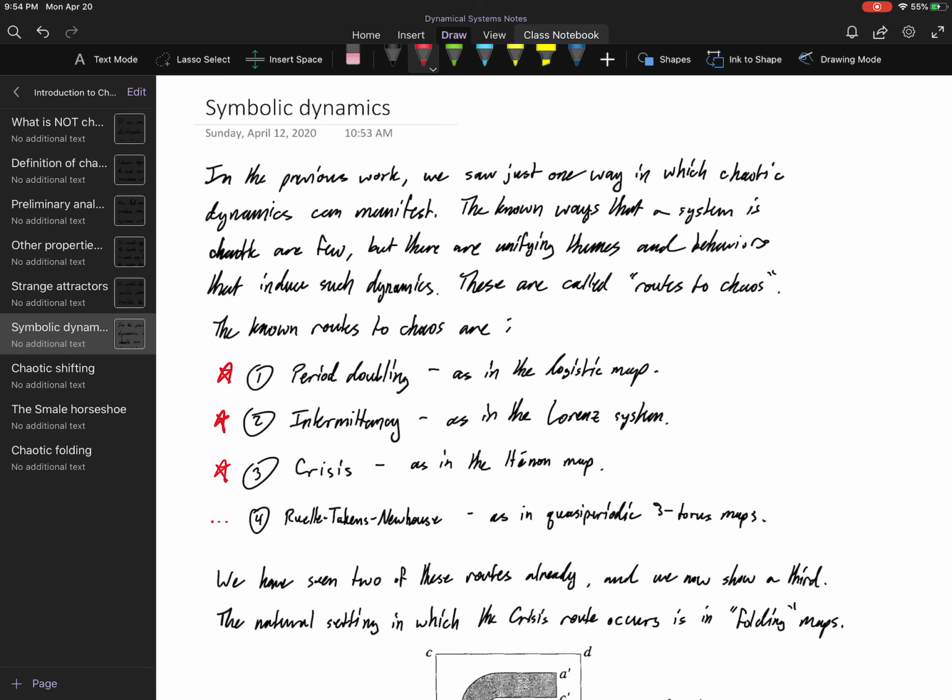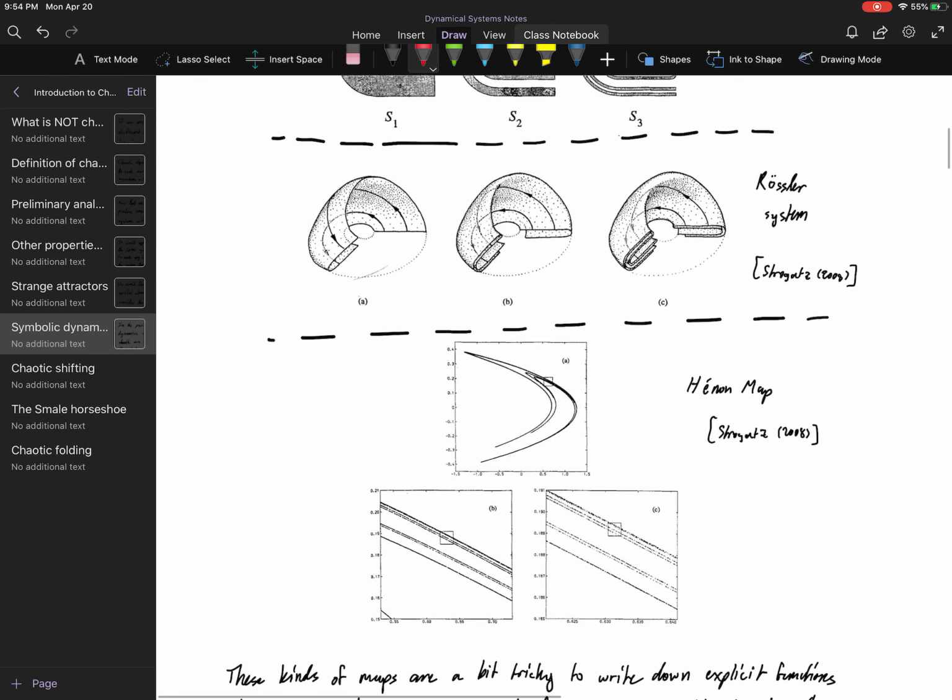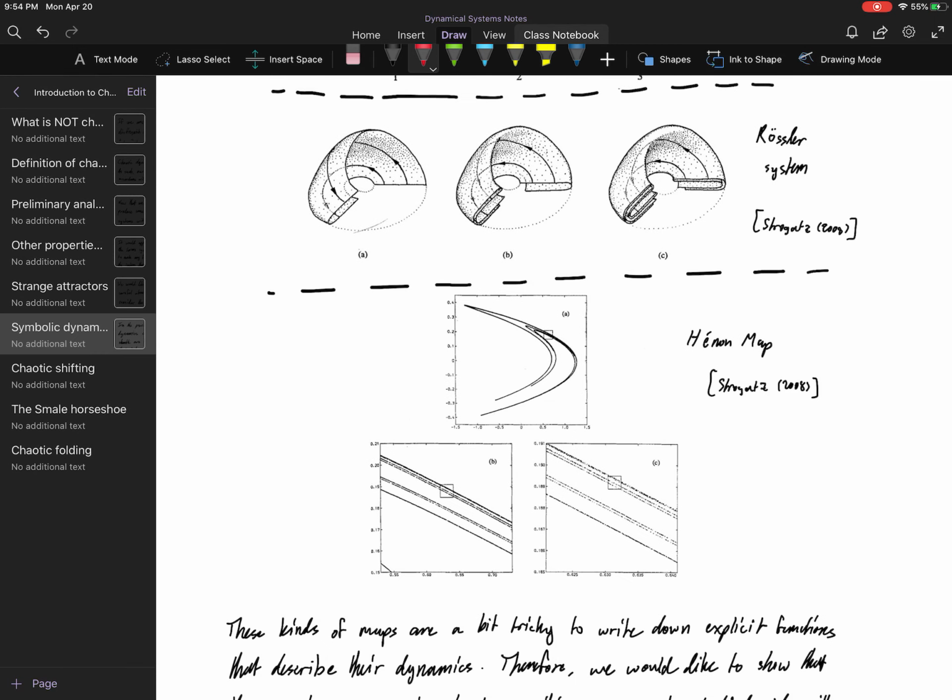So when we see intermittency, we know that chaos exists within the system. Same thing with something called a crisis. This is something we will discuss very briefly toward the end, when we talk about chaotic folding and the Smale horseshoe. We will get to what's known as the Henon map, and that's what this example is down here. The Henon map is one example that exhibits what's called a crisis, or a chaotic crisis.